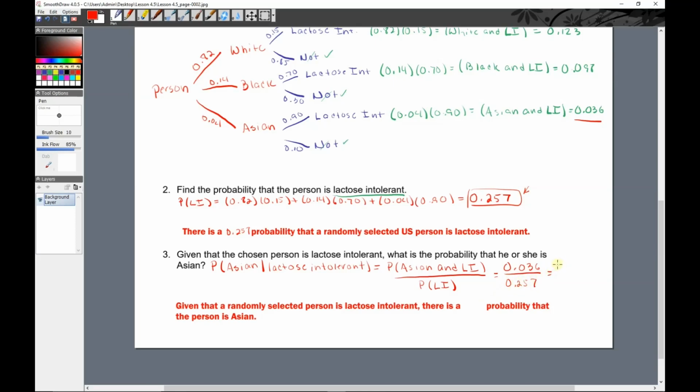That becomes 0.1401. So there is a 0.1401 probability. Well, let's just read it from the beginning. Given that a randomly selected person is lactose intolerant, there's about a 14% probability, 0.1401, that the person is Asian.